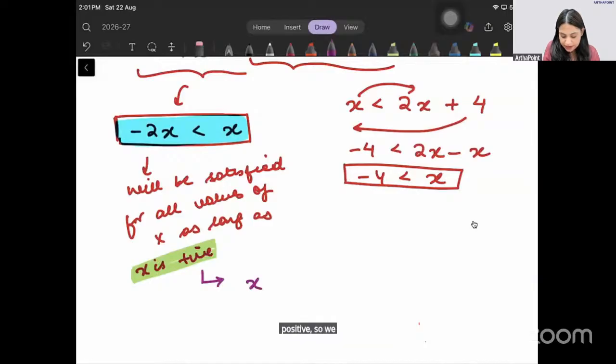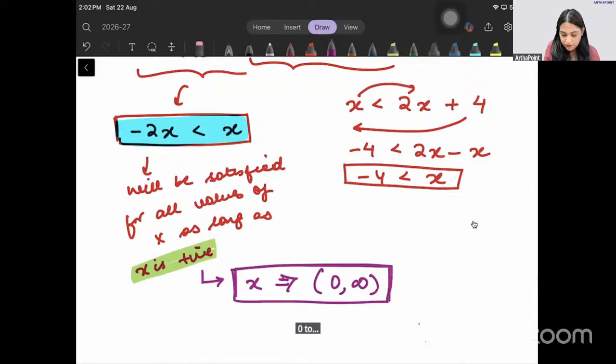So we get that for this inequality, x can be anything between 0 to infinity. Making sense? Any doubt?